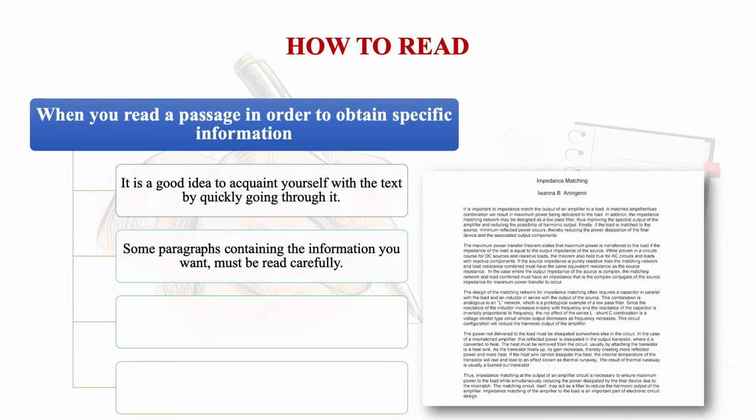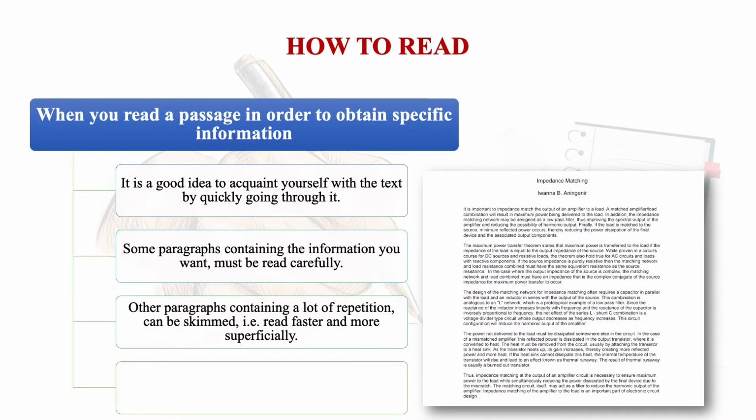Now, while going through this process, you will find that some paragraphs, particularly those containing the information you want, must be read very carefully. So you can underline them, and then look for the important words used there and take them down. Remember that those paragraphs containing the information must be read very carefully. That is the next step.